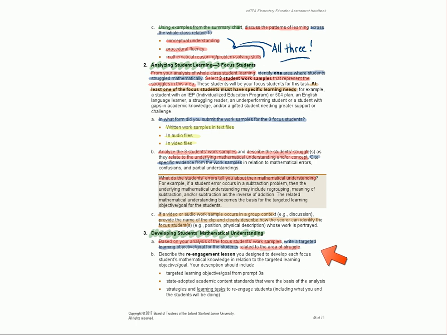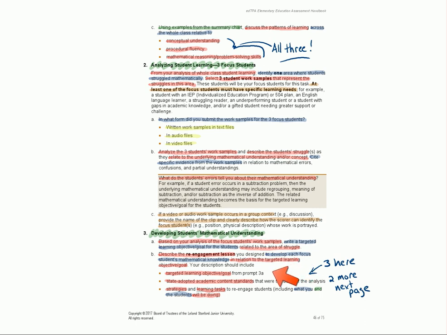Now, B has 5 parts, and they're broken across 2 pages. But you want to make sure that you would hit all 5 parts in your lesson plan. So B is the lesson planning. So we take a look here. Okay, describe the re-engagement lesson you designed to develop each focus student's mathematical knowledge in relation to the targeted learning objective or goal. Okay, so lesson plan follows from your targeted learning objective or goal. And here are the things that need to be included.